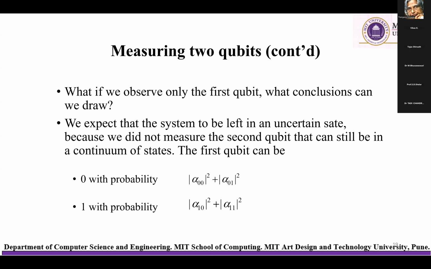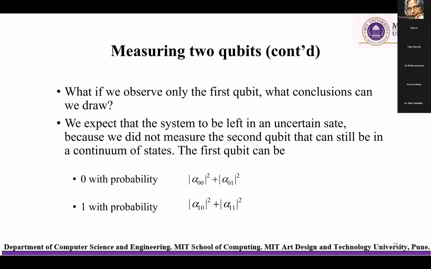If we observe the first qubit of a two-qubit system, we cannot determine the state of the second qubit, leaving the system in an uncertain state. This is because the second qubit remains in a superposition of states as it was not measured.